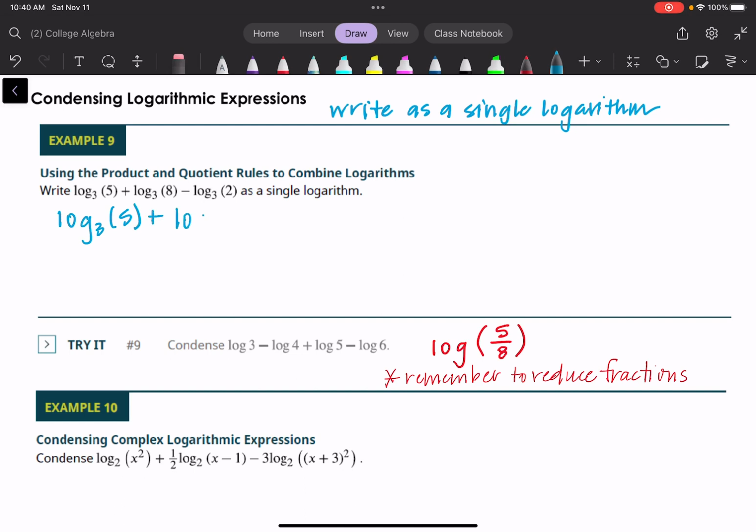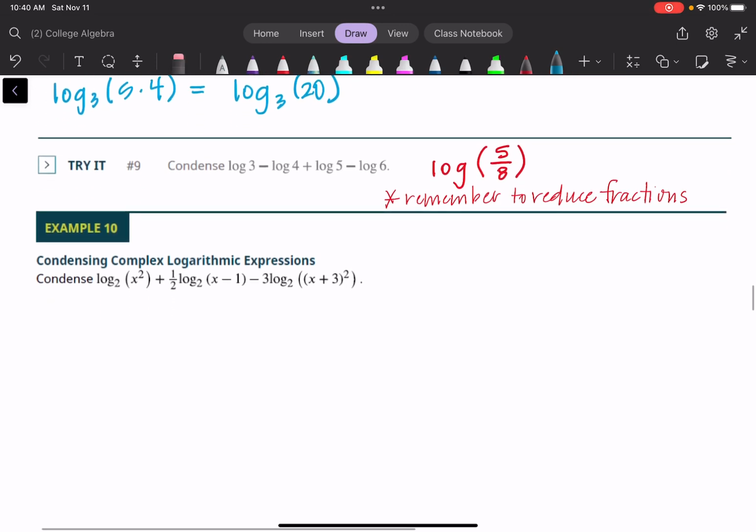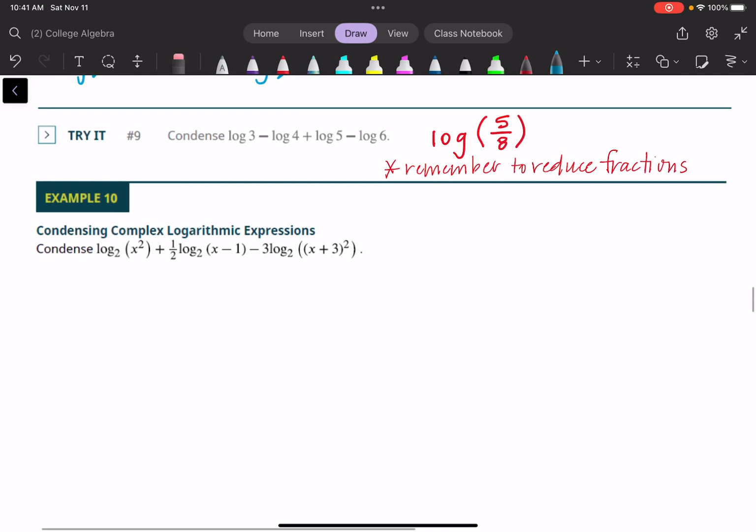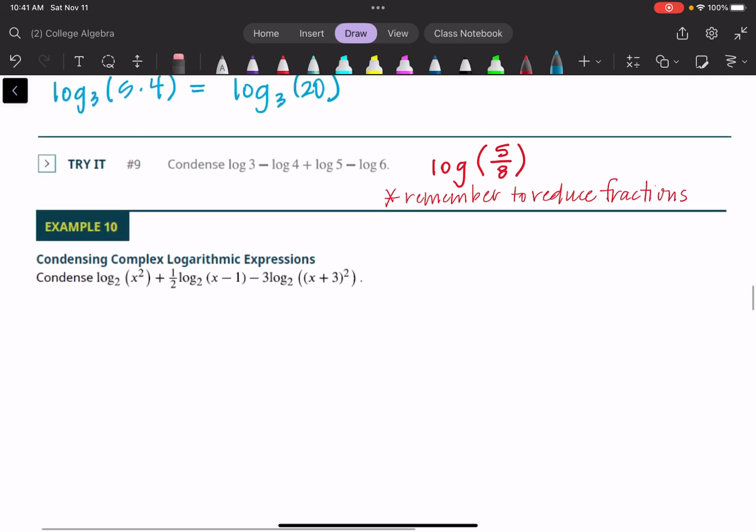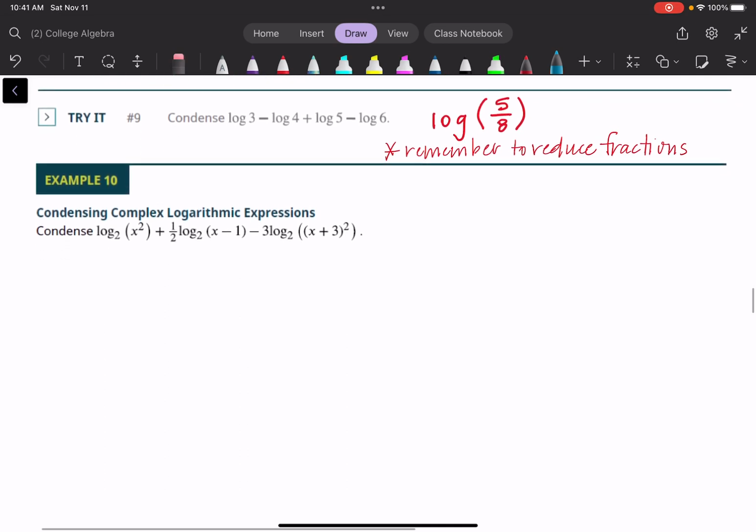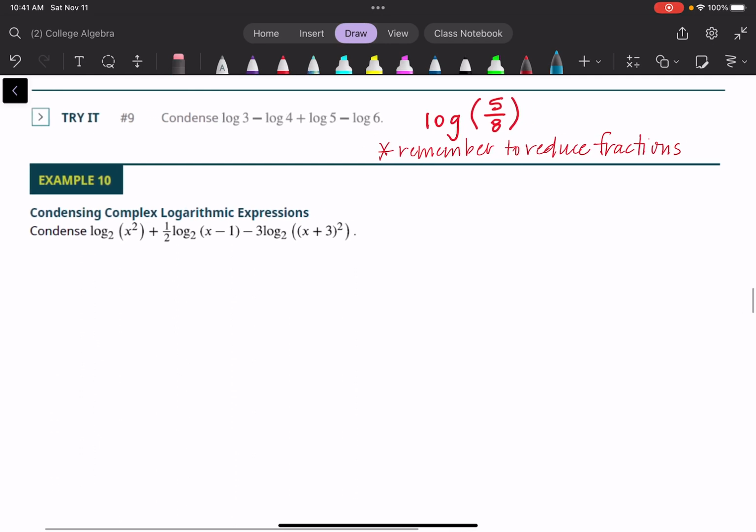And so this will be the log base 3 of 8 over 2, which is just 4. And so then we'll say, the log base 3 of 5 times 8 divided by 2 is 4. And so this would be the log base 3 of 20. All done. Single logarithm. That's how you know when to stop. So if you want to try number 9, I wrote a note here to remember to reduce your fractions, because if you don't, it won't seem like you got the same answer as me. So make sure to reduce your fractions in your final answers.